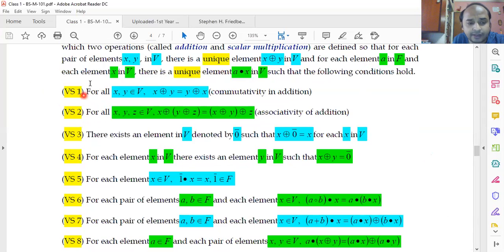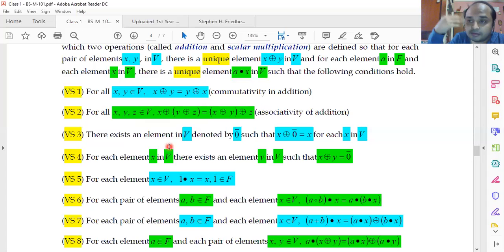First of all, I have written the properties and named them VS1, VS2 to VS8. VS stands for vector space, and 1 means vector space property 1, vector space property 2, vector space property 3 and so on. And what is the first property? The commutativity of addition. I've taken two vectors x and y and I'm writing x plus y equal to y plus x. Second was associativity of addition. So I'm taking three vectors x, y, z and writing x plus y plus z is equal to x plus y plus z.